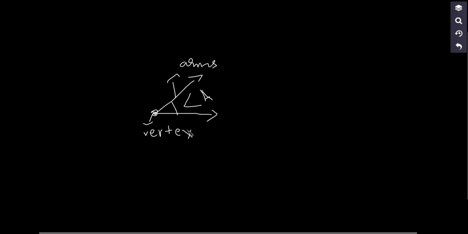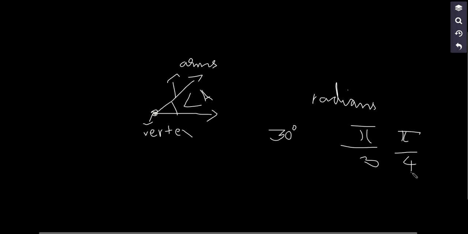of the angle. Now, angles are usually measured in degrees, like this, 30 degrees. This symbol is degrees. Now, but in calculus it is best to use a unit called radians. You must have seen this kind of values: pi by 3, pi by 4. These are all radians.